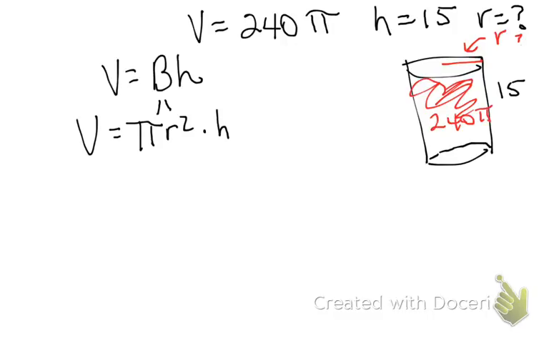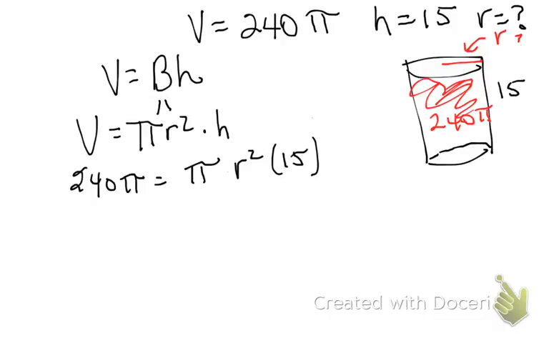So here we go. We're going to just plug everything in. This is how you would do it if you were just given these parameters. It's the same formula, we just plug in different things. So we'll say 240 pi. We have pi right here. We're not going to change it to anything. My r we don't know, so we're going to leave r squared. And our height is 15.